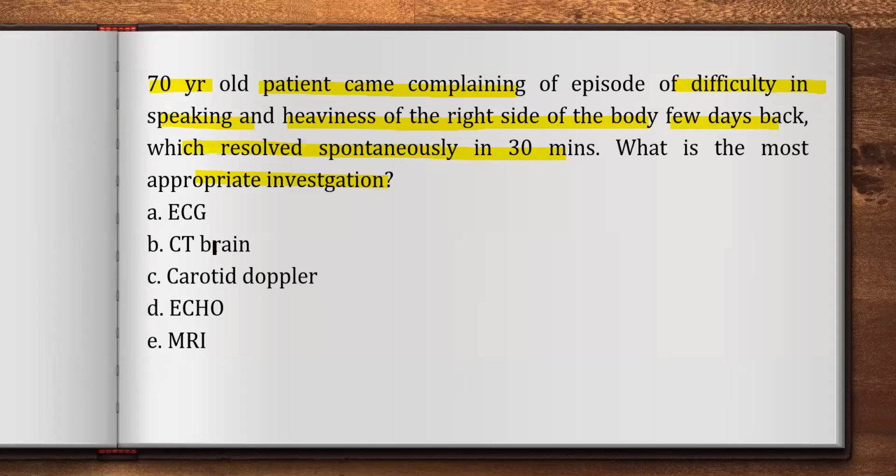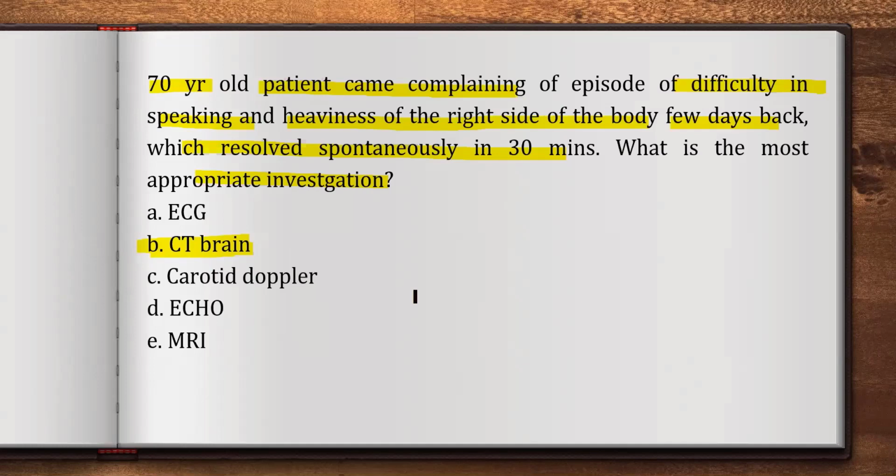Because if it is a stroke, CT brain should be able to find it in a few days' time. If it was within a few hours, then yes, you might miss it in CT brain, but in a few days you should get it in the CT brain if it is there. The bottom line is, in case of TIA, we'll start with a CT brain first.